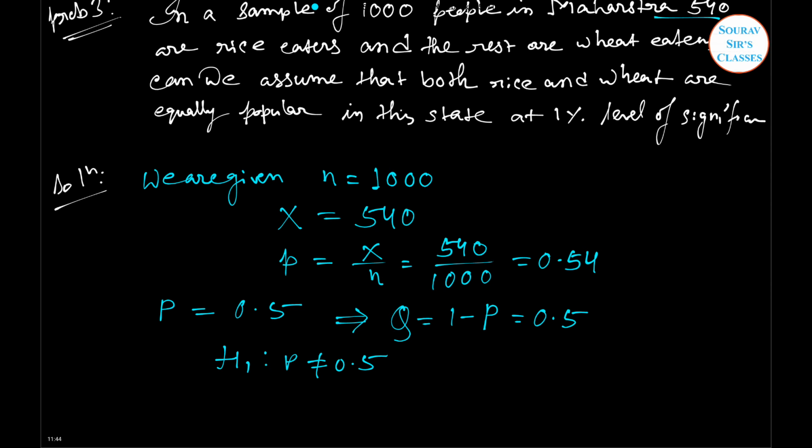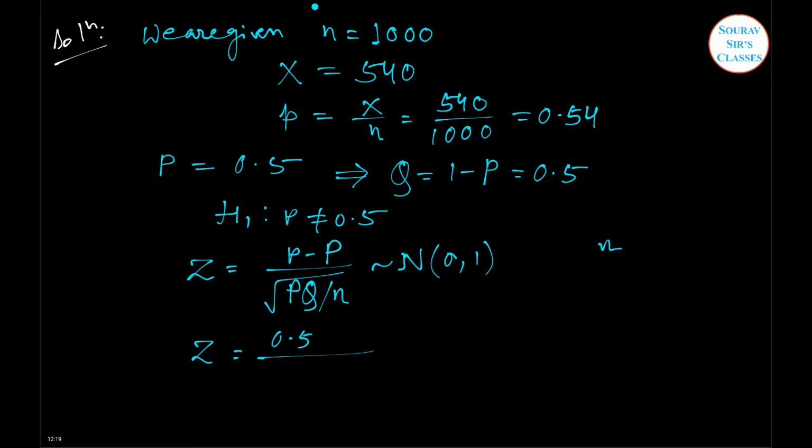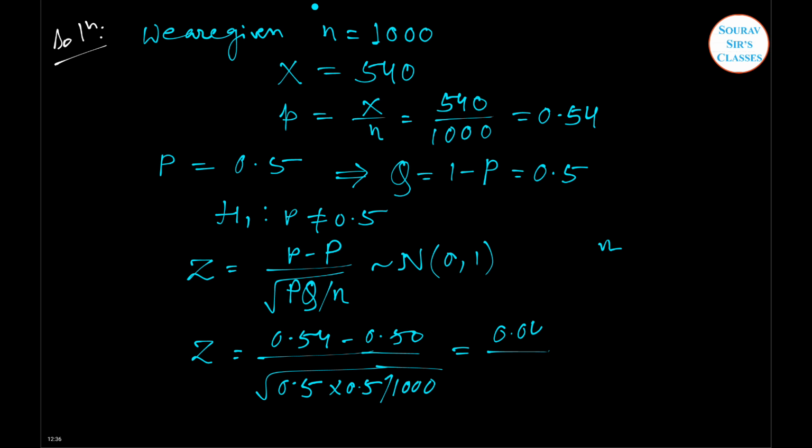Then the test statistic under H0. The test statistic is Z equal to small p minus capital P, please write it carefully, small p minus capital P over root over capital P capital Q divided by n, which follows N(0,1) since small n is large. Now Z equals 0.54 minus 0.50 divided by root over 0.5 into 0.5 divided by 1000, that equals 0.04 divided by 0.0138, which equals 2.532.